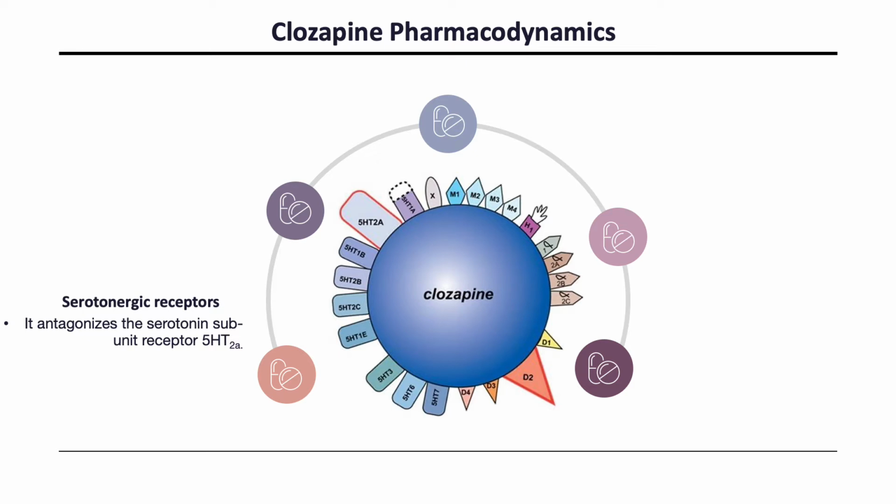5-HT2A. The full function of this receptor subgroup is unknown, however it is thought to be antipsychotic, anti-Parkinsonian, and possibly procognitive.